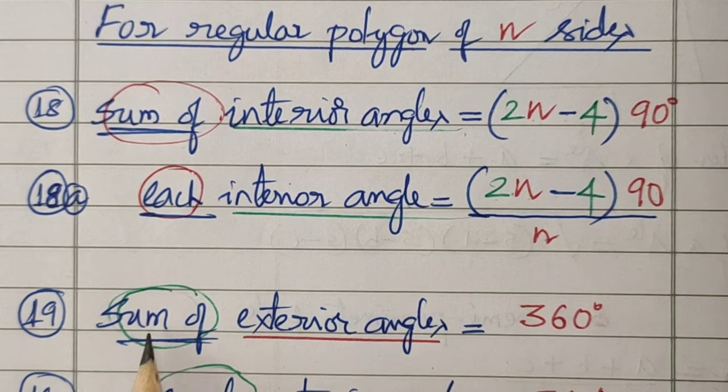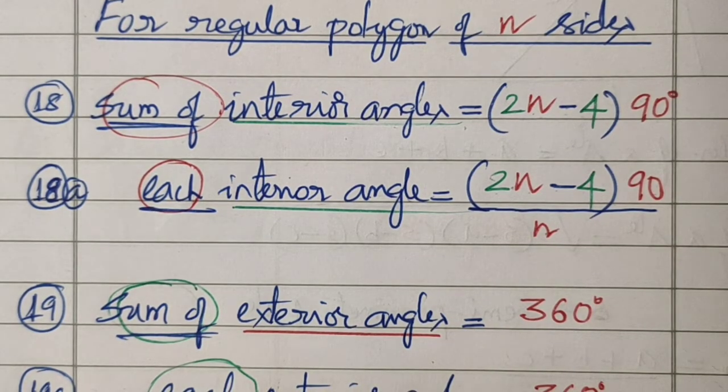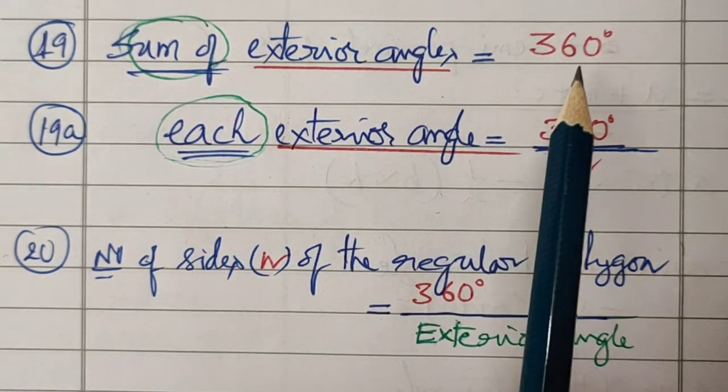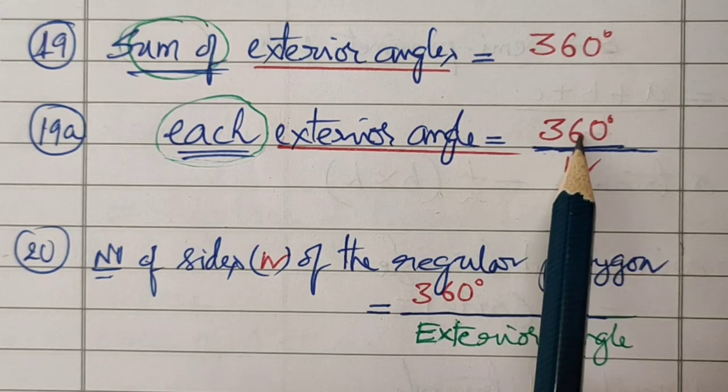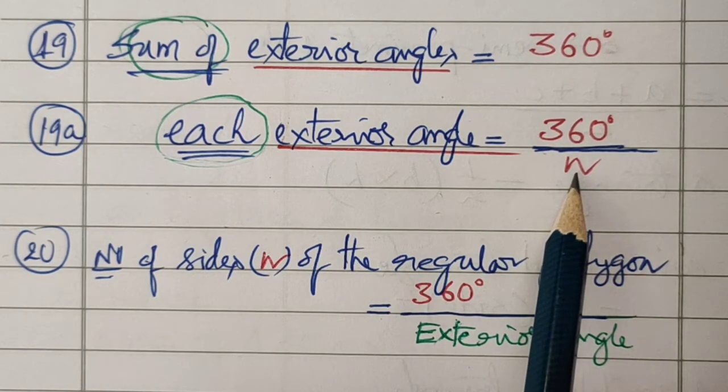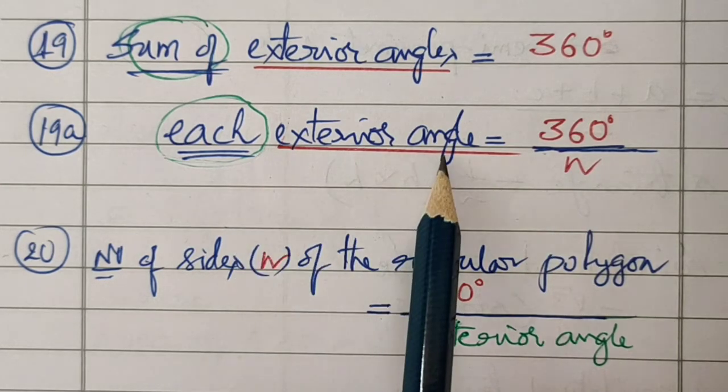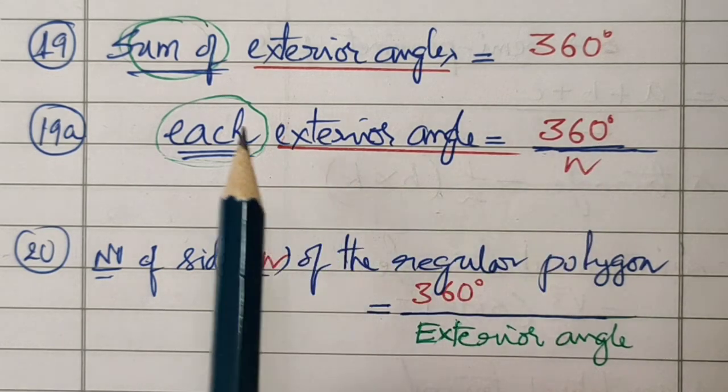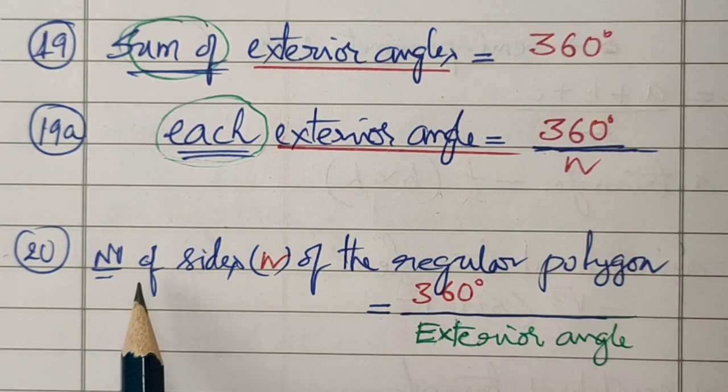Sum of exterior angles is equal to 360. Whatever may be the polygon, sum of exterior angles is equal to 360. Each exterior angle is equal to 360 divided by n, where n is the number of sides. If it is a triangle, n is going to be 3. If it is a quadrilateral, n is going to be 4. If it is a pentagon, n is equal to 5. Hexagon, 6. Each exterior angle is 360 divided by the number of sides. Number of sides n of the regular polygon is equal to 360 divided by the exterior angle.